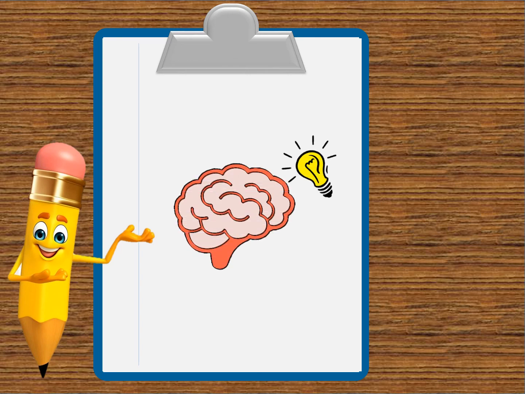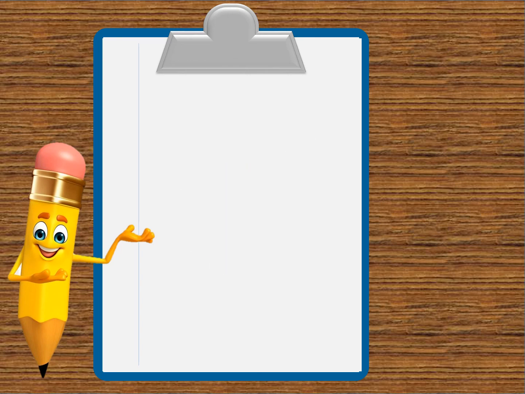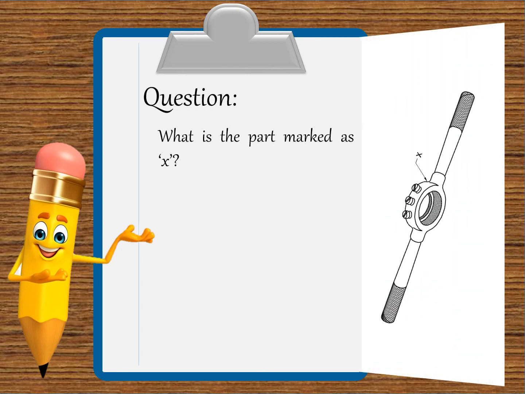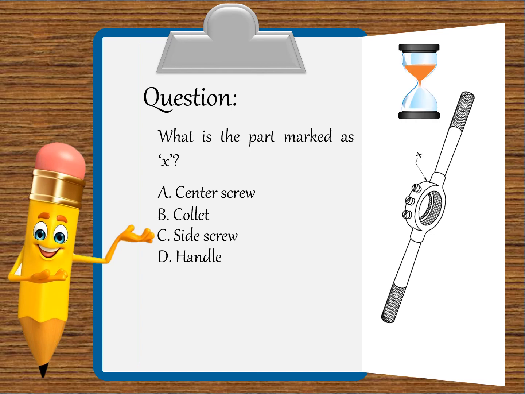To boost your brain power, we are going to play a quiz game. Let's go for the question. What is the part marked as X? The options are A. Center screw. B. Collet. C. Side screw. D. Handle. And the answer is B. Collet.